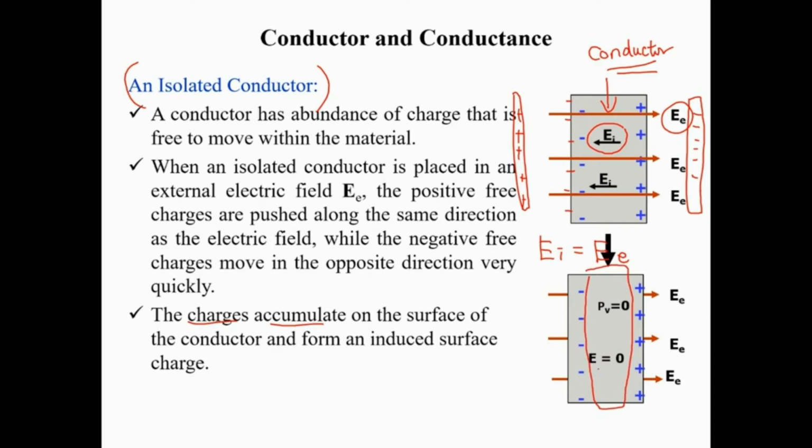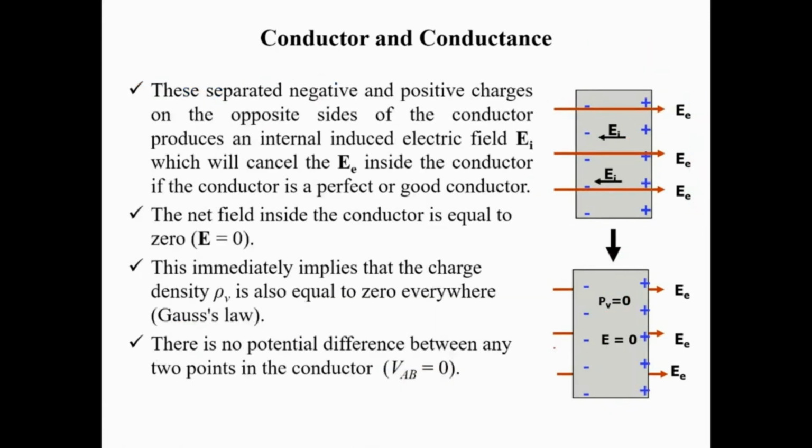So when this E is 0, your D is also 0. When your D is 0, according to Gauss's law, your Q is also 0. So the volume charge density is also 0. This one is the explanation.